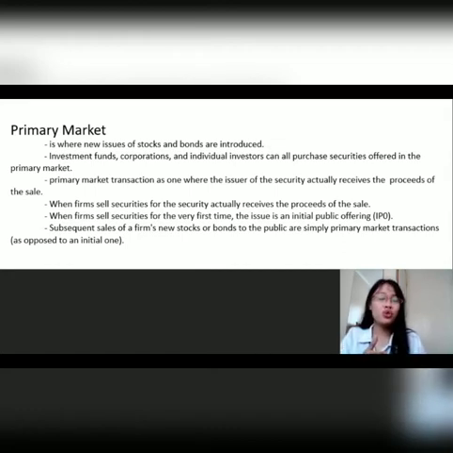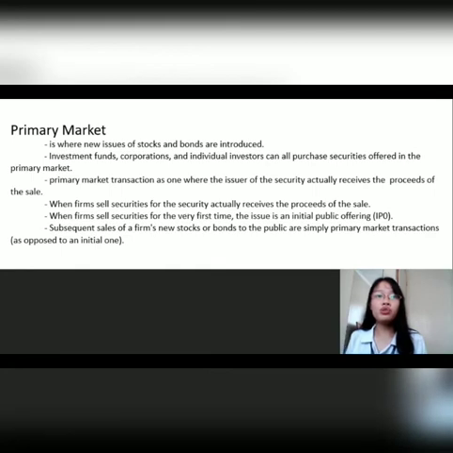Generally, institutions like investment funds, pension funds, mutual funds, insurance companies, and so on are the only players in the primary market. Usually, individual investors don't get to participate in the primary market.